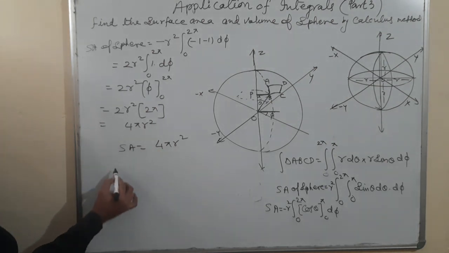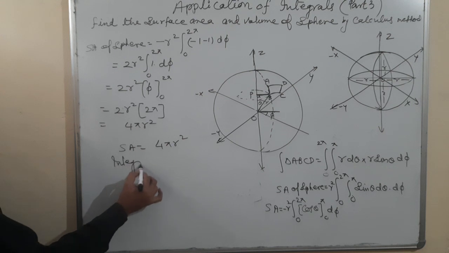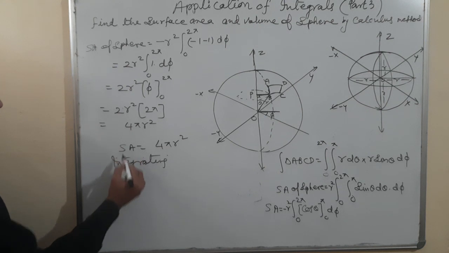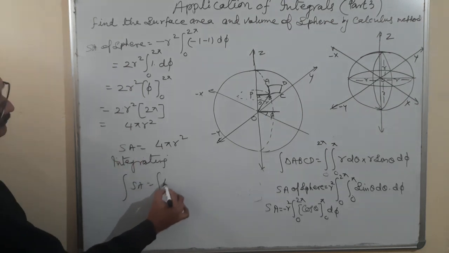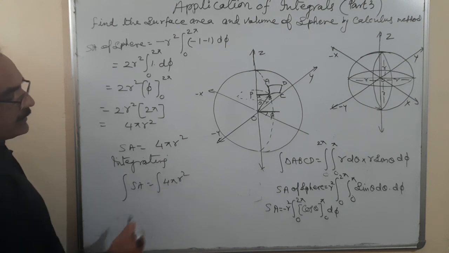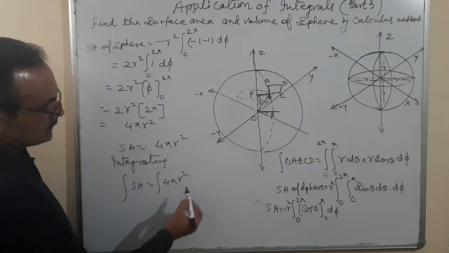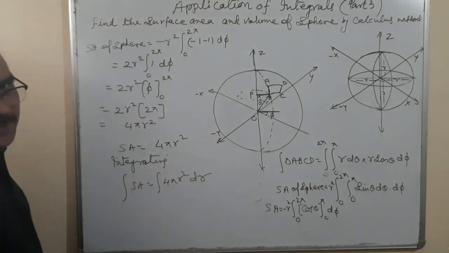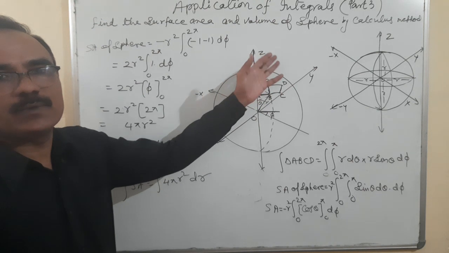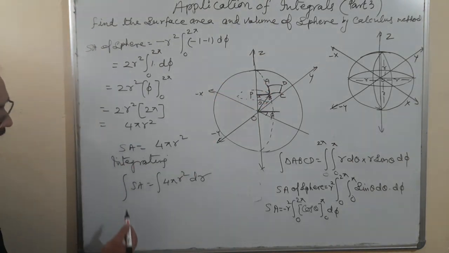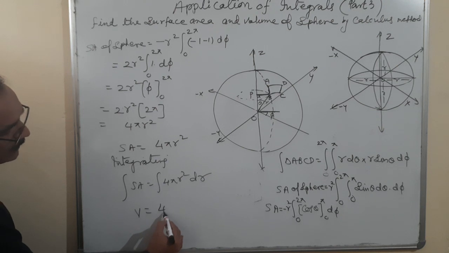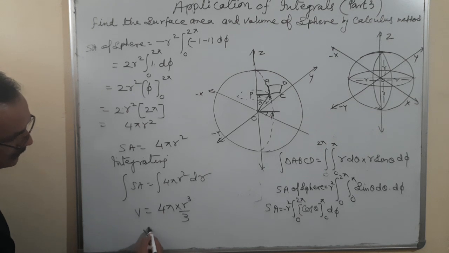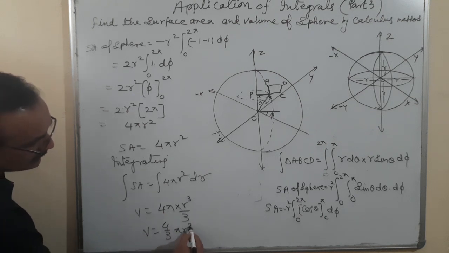When we integrate this term, surface area is equal to 4 pi r square. Integrating with respect to only one term, that is dr. When you integrate the surface area, area will become volume in the integration. So volume is equal to 4 pi, and integration of r square is r cube by 3. So V is equal to 4 upon 3 pi r cube.